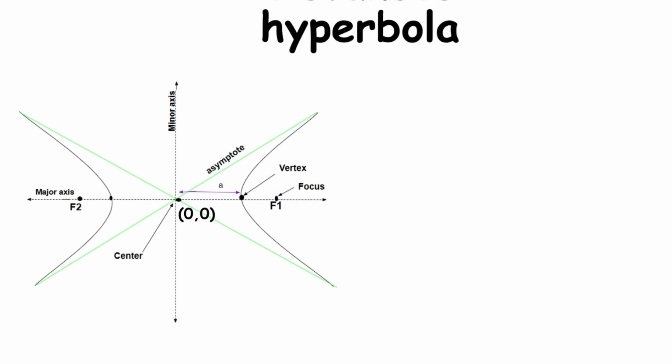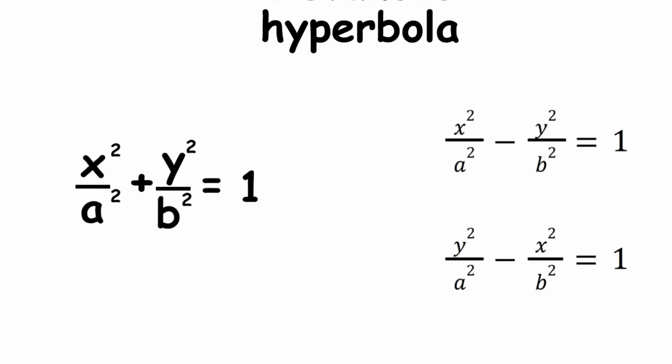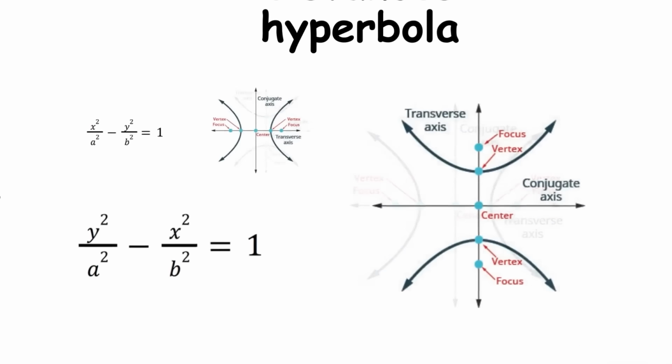A hyperbola centered at the origin can be given the following equations. x squared over a squared minus y squared over b squared equals 1. y squared over a squared minus x squared over b squared equals 1. This is similar to the equation for the ellipse, but with subtraction instead of addition. If x is in the first term, then the hyperbola opens sideways. If y is in the first term, the hyperbola opens up and down.